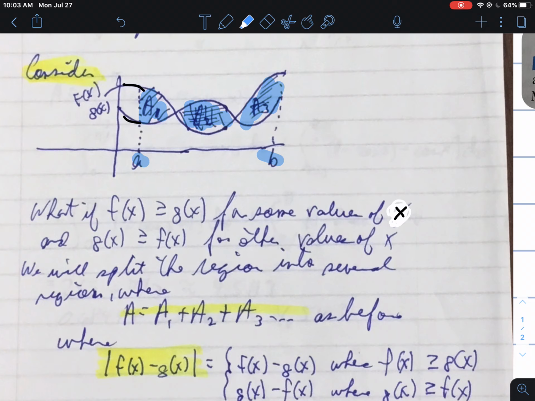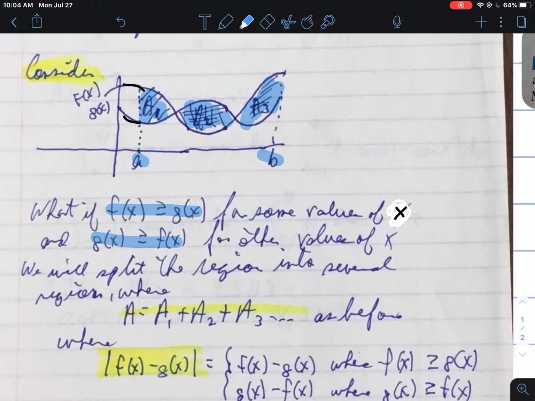Okay? So that's a quick summary of what I'm fixing to say. So what if f of x is greater than or equal to g of x for some values of x, and then g of x is greater than or equal to f of x for other values of x. And of course, the main thing there is the greater than part, not necessarily the equal part. The equal part is simply where they're going to intersect each other. So it's mainly where f is greater than g, where g is greater than f.